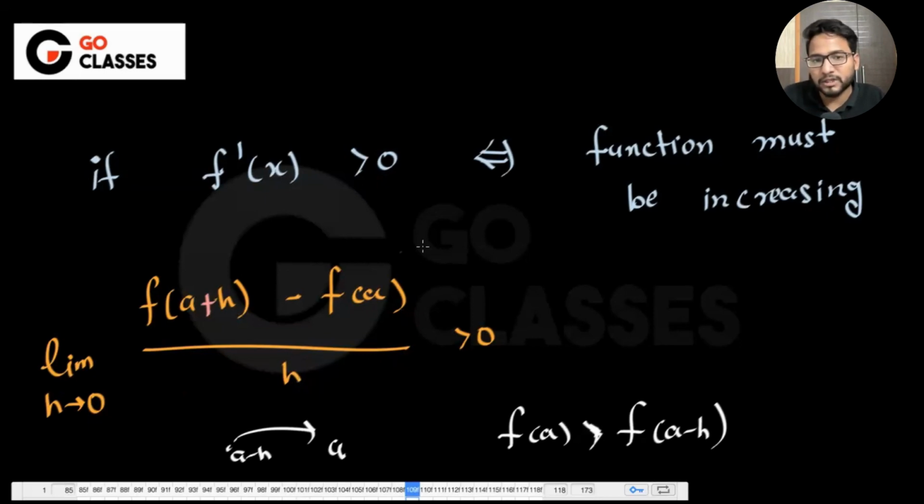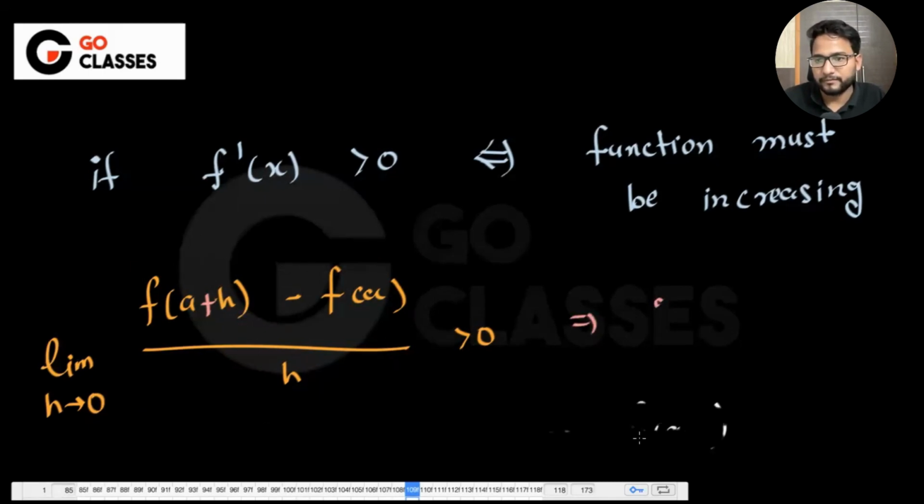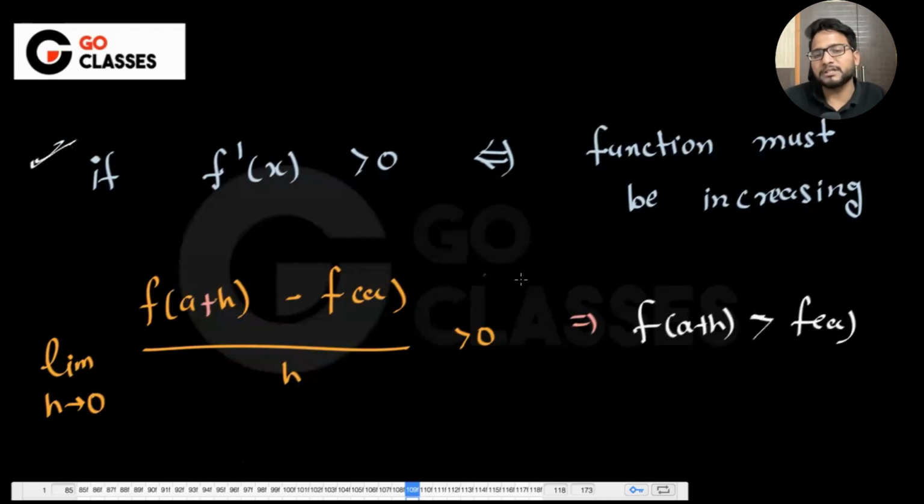And then if this is greater than zero, then this must be greater than zero, which means that you can say that if slope is positive, which means if this quantity is positive, then the function is increasing, because this quantity must be greater than zero. It means that F of A plus H must be greater than F of A. Anyway, I will just ask you to remember this, that if F dash X is greater than zero, then function must be increasing, or vice versa.